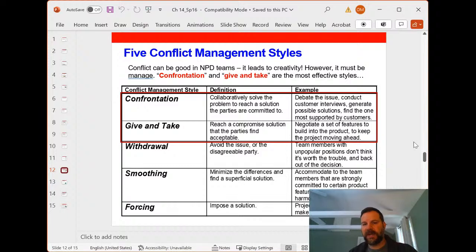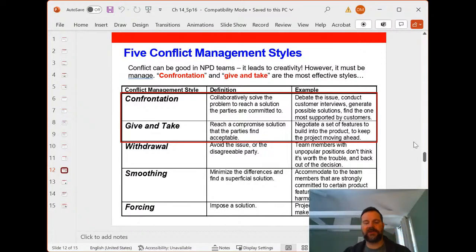Confrontation would be where you debate an issue, conduct interviews with customers, generate some solutions, and find the solutions that are most supported by customers. This actually ties in with that Atlassian video; it sounds like their approach is confrontation. And give and take: you negotiate a set of features to build into your product, but you keep moving the project ahead.